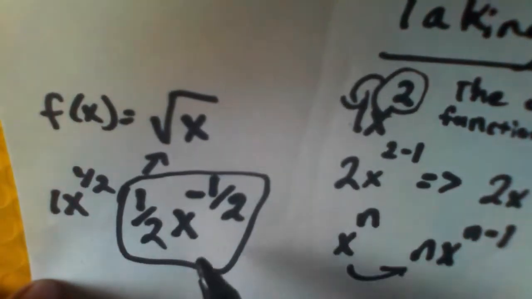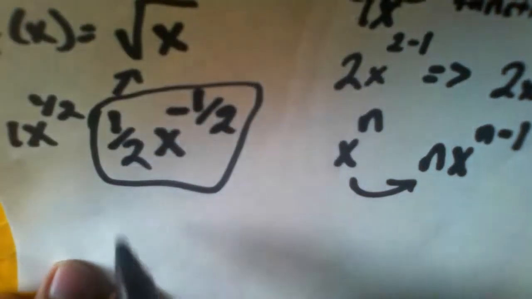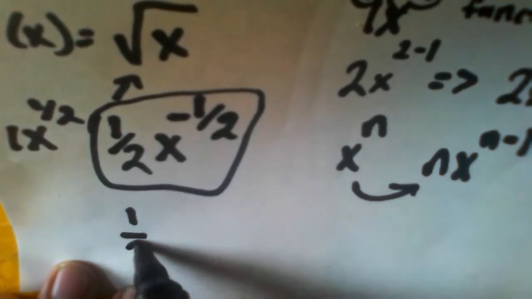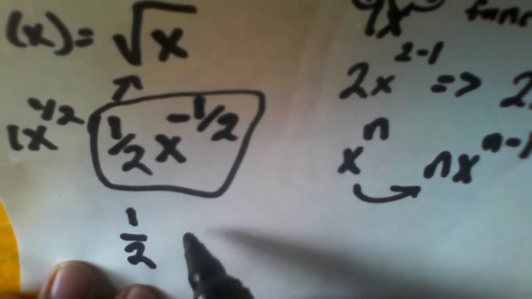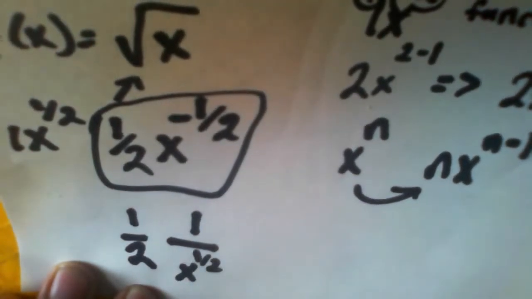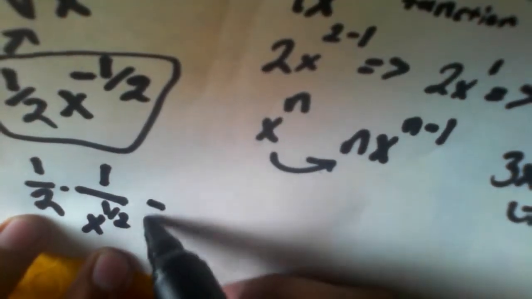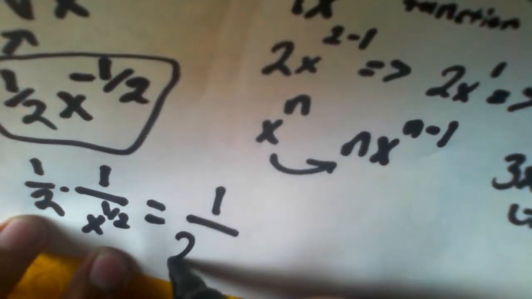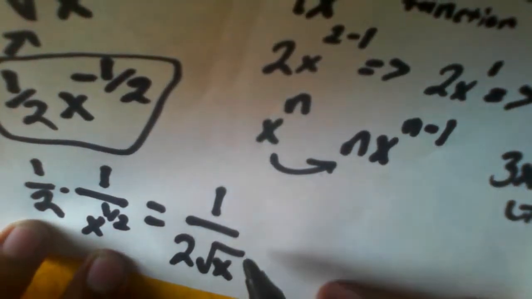Alright, so you could actually write this neater, because this would just be 1/2. X to the negative 1/2 would just be 1 over x to the 1/2. And then we're multiplying. So this is just 1 over 2 square root of x. So we took the derivative.